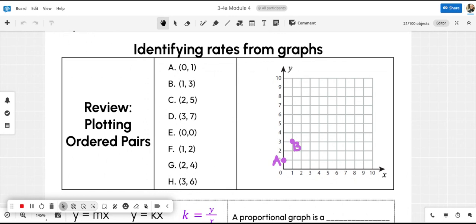C is 2, 5, so I'm going to go to the right 2, up 5, label that C. And you can keep going, and then if you want to pause, plot all the points, and then check with me, that's a great idea. D is right 3, up 7. E is 0, 0 at the origin. F is 1, 2. G is 2, 4. H is 3, 6.